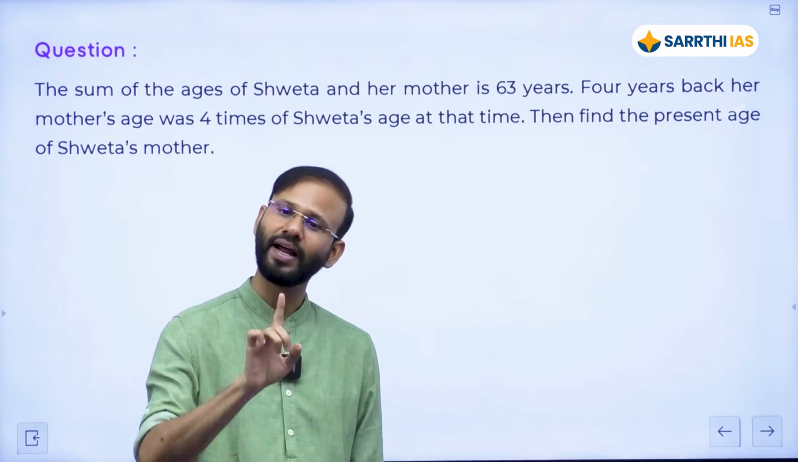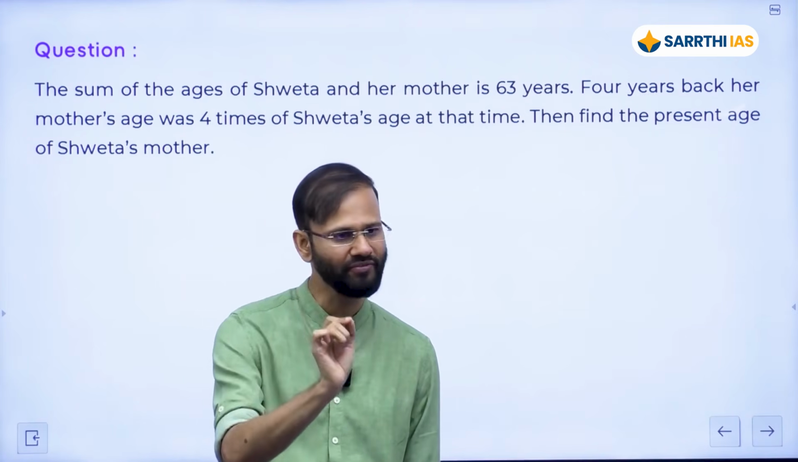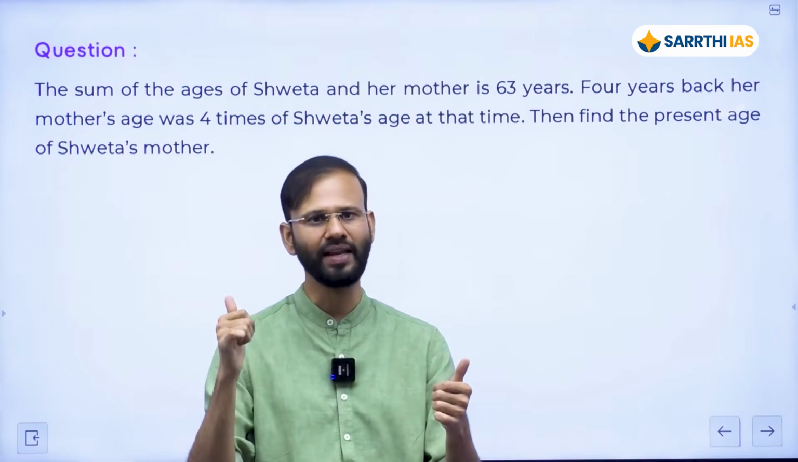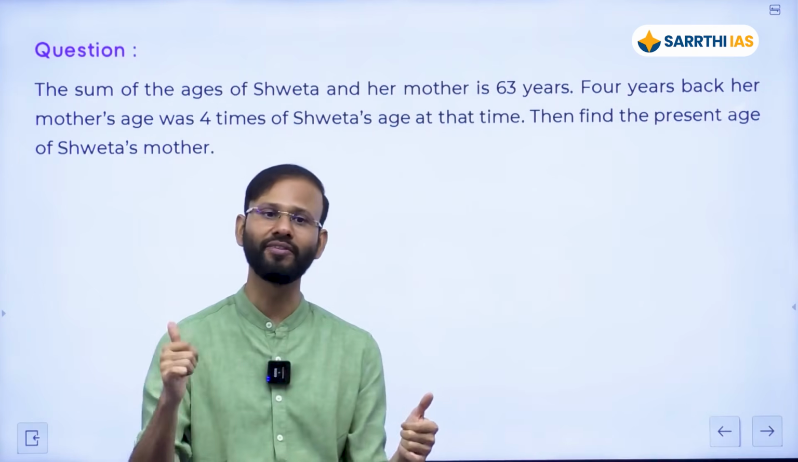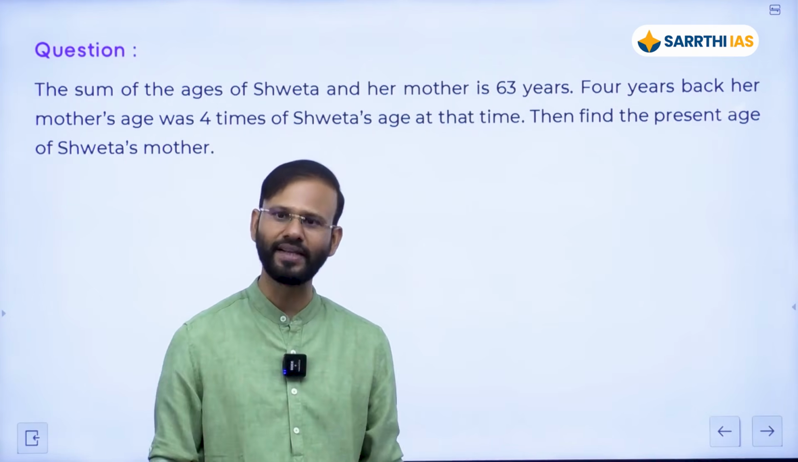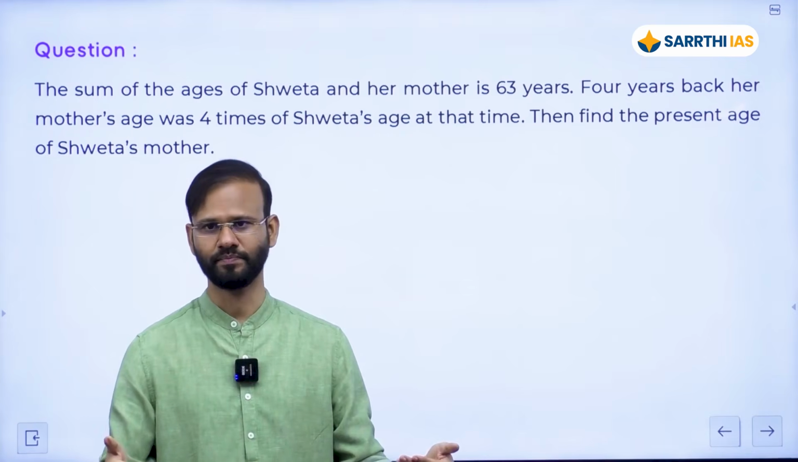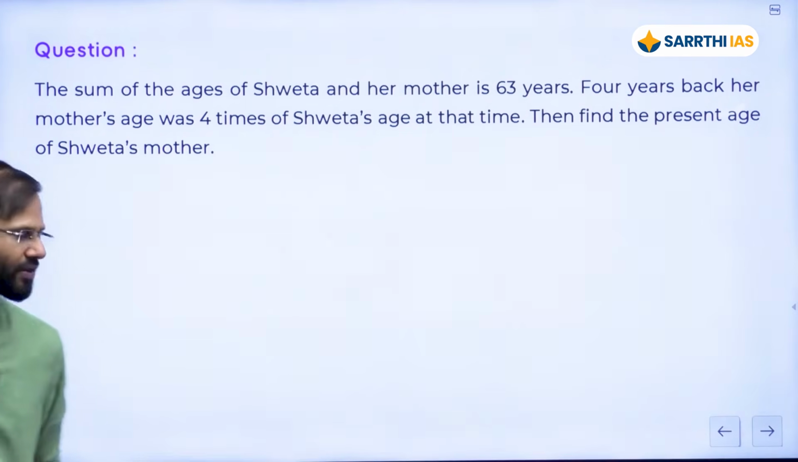Right, everyone? And at that time their ages were in the ratio 1:4. So 55 will be divided in the ratio 1:4. What is the value? 11 and 44. So 4 years ago, their ages were 11 and 44. So present ages are 15 and 48. Guys, is it clear? Okay.